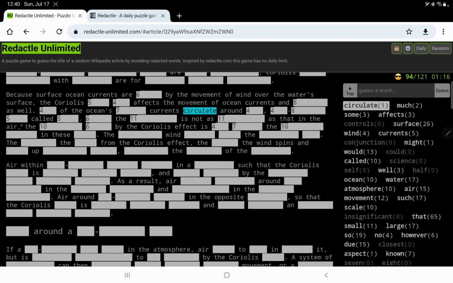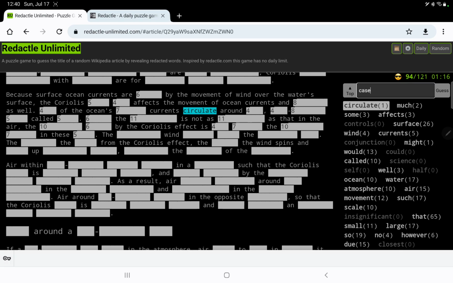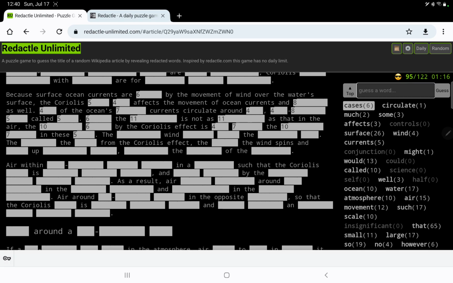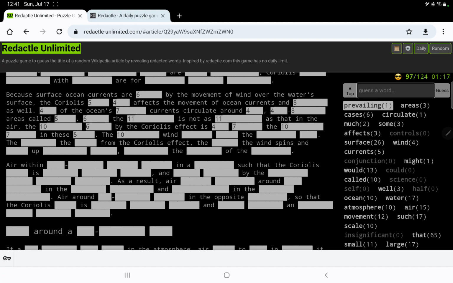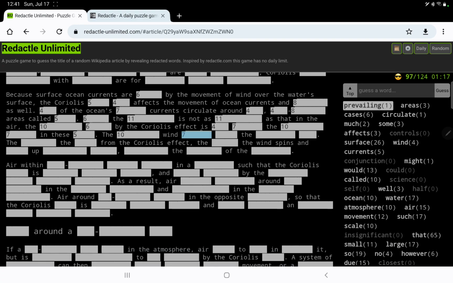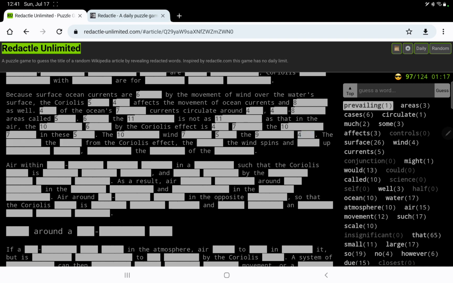In these cases, no. In these areas, oh no, but it is around something hyphenated areas called, what are they called? The prevailing wind? No, the something wind. 7-5 to 9-4.